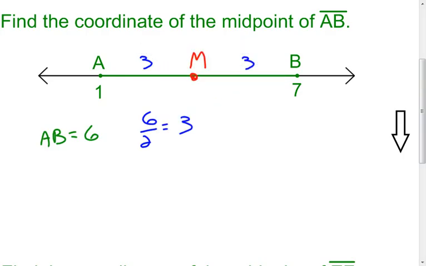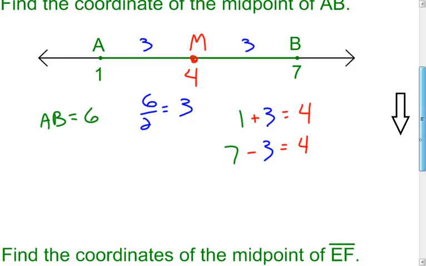So now what we can do is, well, if we start at 1 and we have to add 3 because we're going to the right, well, we're going to end up at 4. Another way to look at it is, well, if I start at 7 and I want to get back to M, the midpoint, well, now I'd have to subtract the length of segment MB, which is 3, and 7 minus 3 gets me to 4. Therefore, the coordinate at M is going to be 4.